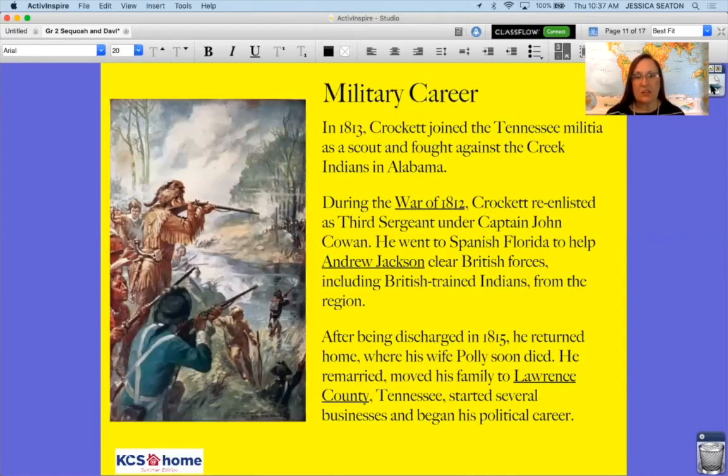In 1813, Crockett joined the Tennessee militia as a scout and fought against the Creek Indians in Alabama. During the War of 1812, Crockett re-enlisted as a 3rd sergeant under Captain John Cowan. He went to Spanish Florida to help Andrew Jackson clear British forces, including British-trained Indians, from the region. After being discharged in 1815, he returned home where his wife Polly soon died. He remarried and moved his family to Lawrence County, Tennessee, and started several businesses and began his political career.